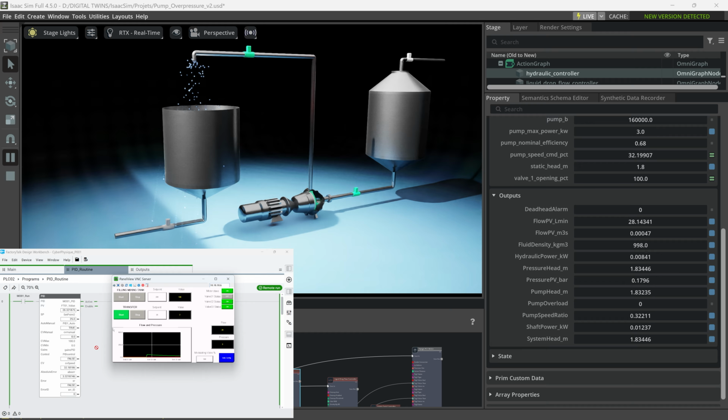This is where the cyber-physical interaction becomes visible. The PLC influences the physical model, and the physics model continuously feeds data back to the PLC.